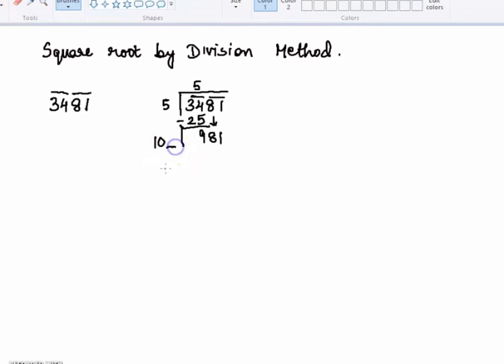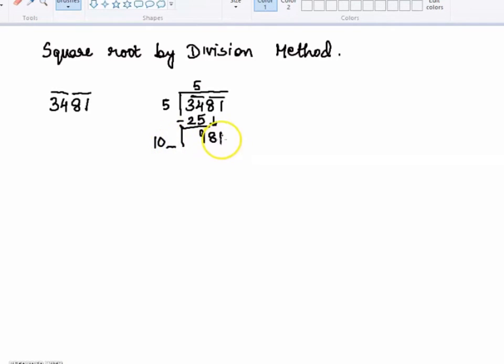And I am leaving a blank over here. This blank has to be filled with a digit in such a way that when you multiply that number with the same digit, you should get either 981 or something which can be less than 981 also, in case it is not a perfect square. Now we don't know whether this is a perfect square or not. So we can try using different numbers.